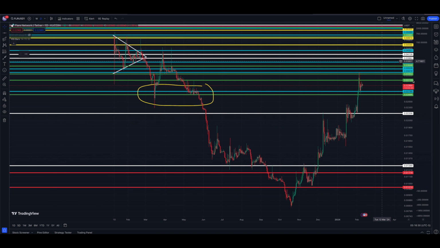So that's my thoughts on Flare, guys. It's been a while. Flare Network / Tether daily chart, KuCoin.